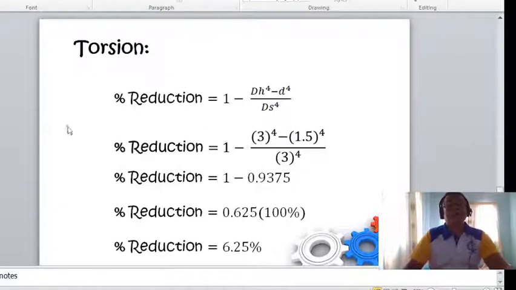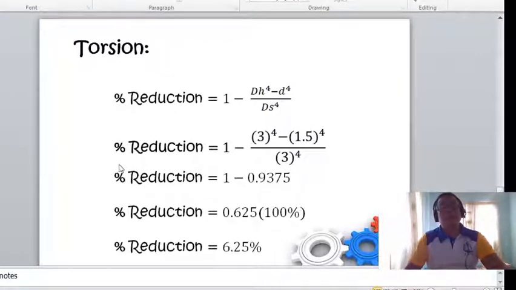Okay? So, substituting values now, class. So that is percent reduction equals 1 minus (3 raised to 4 minus 1.5 raised to 4) over 3 raised to 4. So that is now 1 minus 0.9375. Therefore, the percent reduction now is 0.0625. So multiplying it by 100%, the total percent reduction in the strength of the hollow shaft is 6.25%. Okay? So, that is now the answer. Okay?